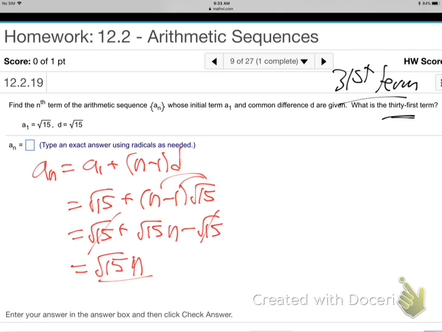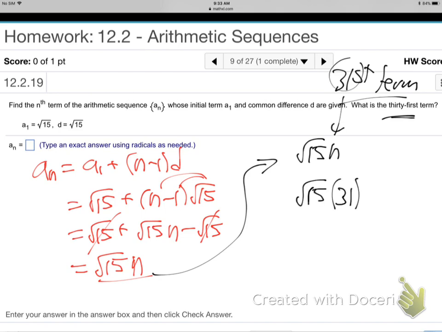Okay? And now, take that formula, root 15n, and plug in 31. So it's root 15 times 31. You can leave it that way. You can put the 31 in the front if it makes you feel better. Either way is fine. Both are good. Nothing more you can do with that. Is that good? Questions on that one?